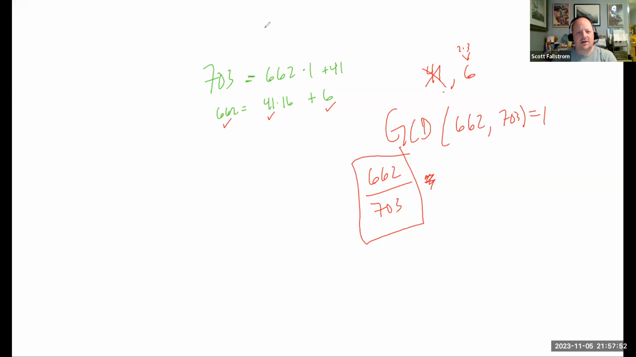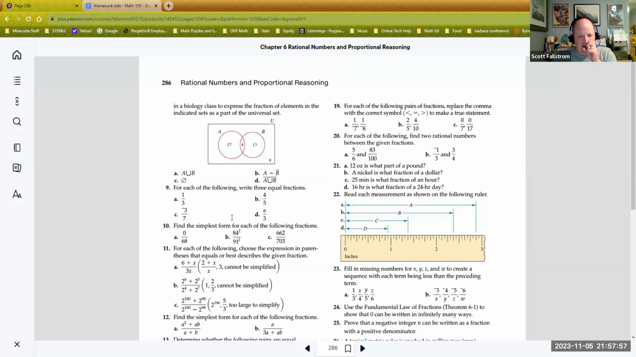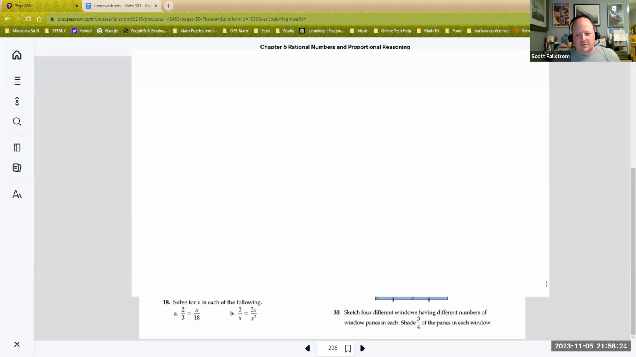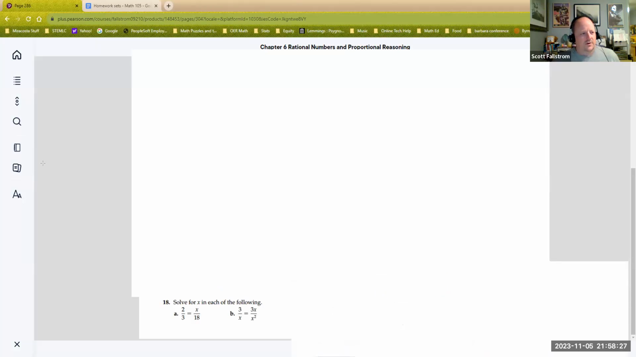So let's jump back to the page over here. And what would we say? 10 and, oh, and 18, I think. So let's scroll down and take a look at 18. Let me make sure. 10 and 18. Got it. Okay. All right. So solve for x in each of the following. Let me give a little bit of white space here.